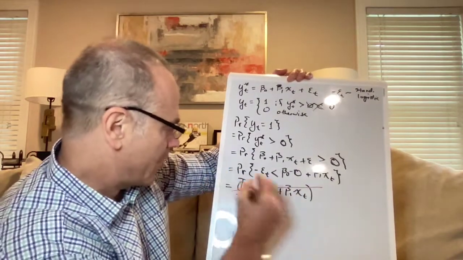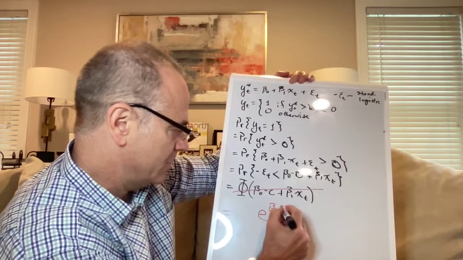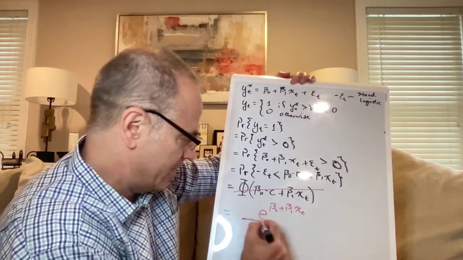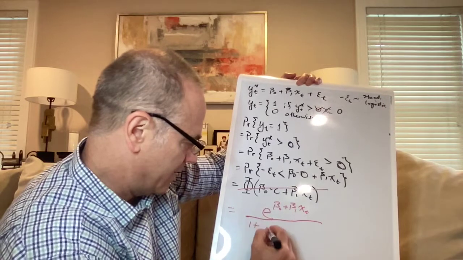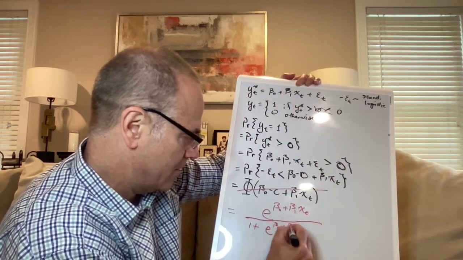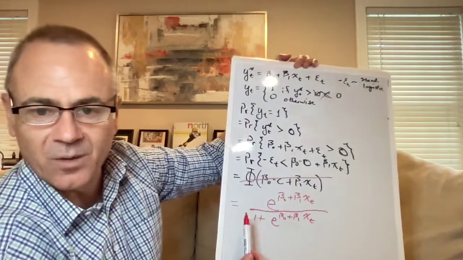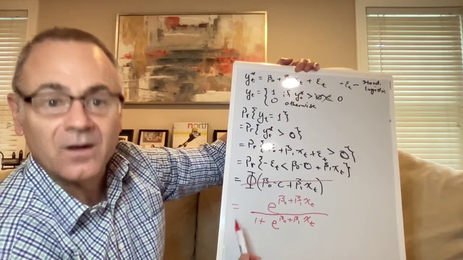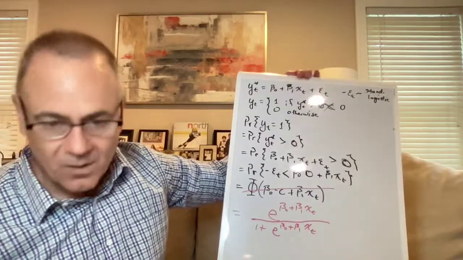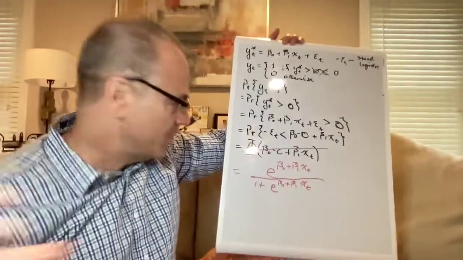So that probability function just equals e to the beta 0 plus beta 1 xt divided by 1 plus e to the beta 0 plus beta 1 xt. That's the probability term. Now the final step, where we're going to write the likelihood function.